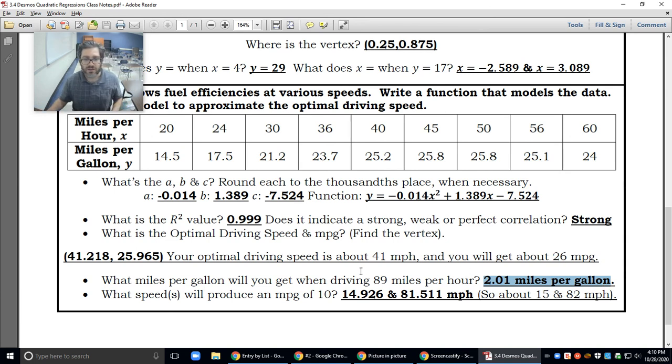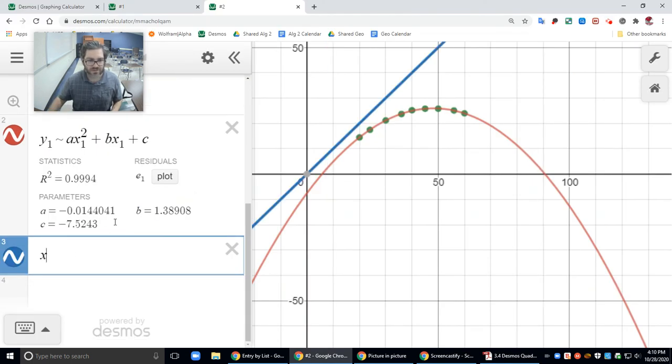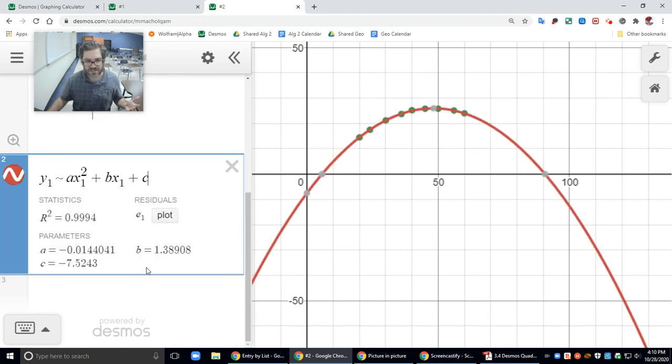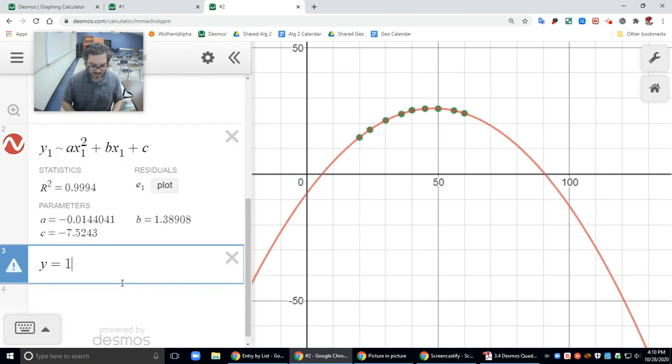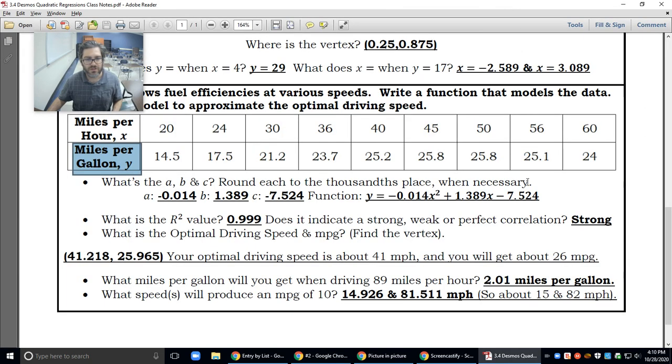if I drive 89 miles per hour in whatever vehicle this is. Then I ask another question: what speeds will produce a miles per gallon of 10? So miles per gallon is a y value. So I need to go in here and type in y equals 10. You can delete it like I'm doing right now, or you can just exit out. Y equals 10. I got 2 points of intersection. So 14.926 and 81.511. So I wrote those down here. How would I interpret that? Well, that means I'm driving about 15 miles an hour or possibly 82 miles an hour.